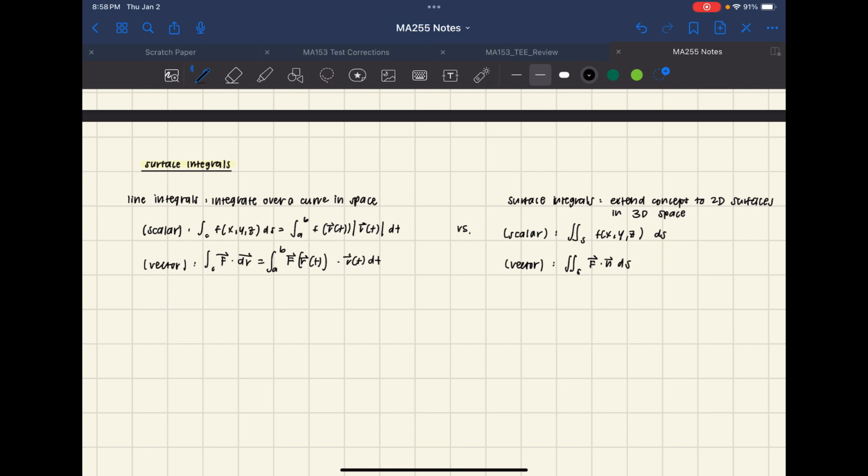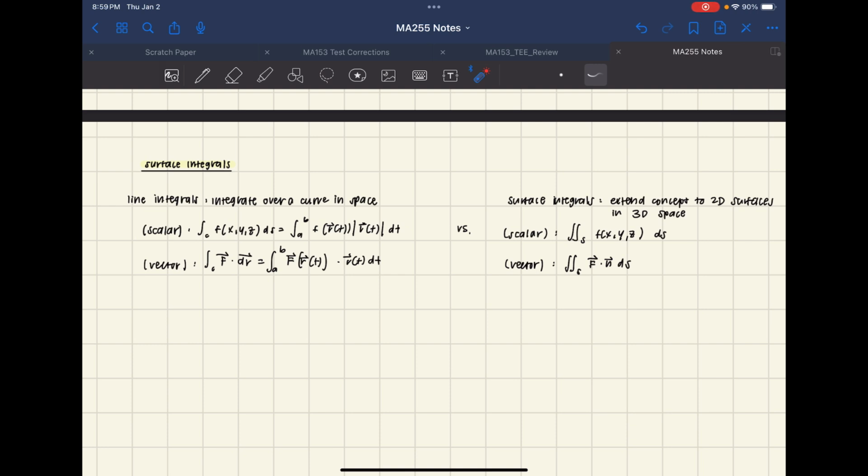So if we look at the formulas that we have here for line integrals, we have our scalar form where your r of t is what parameterizes the curve C. And then here's the form for a vector field. And for surface integrals, we have our formula for a scalar field, and here dS accounts for the true surface area of S. And for our vector field, you have your n, which is the unit normal vector.